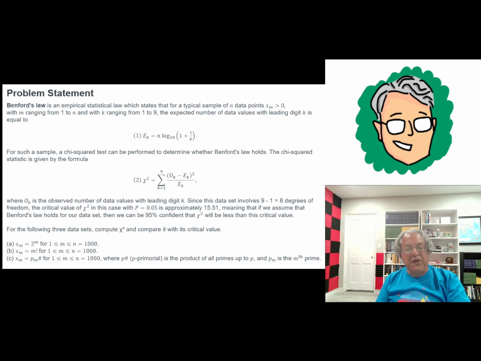And then the last example is a primorial. So I'm saying x sub m is p sub m primorial. What that means is, p primorial is a product of all the primes up to p. So for instance, 2 primorial is just 2, 3 primorial is 2 times 3, which is 6, 5 primorial is 2 times 3 times 5, which is 30, and so on. But I'm doing p sub m primorial, so 5 would be p3, as the third prime. 97 is the 25th prime.